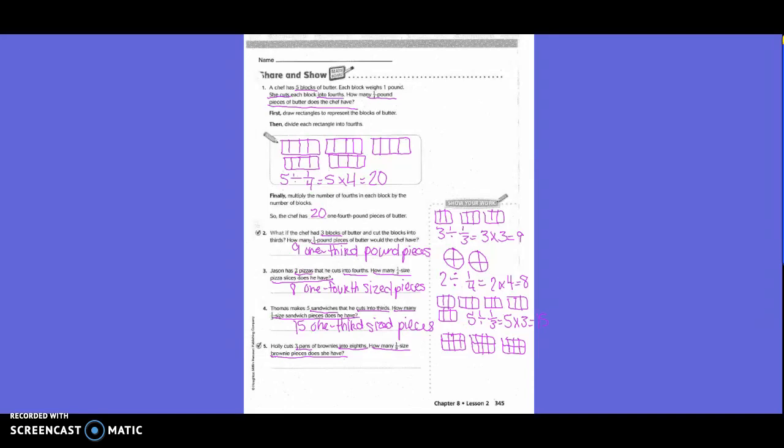Okay, so what's my number sentence going to say? 3 divided by 1/8 equals 3, because I have 3 pans, times how many pieces? 8 pieces equals 24. So my answer is 24, 1/8 size pieces.